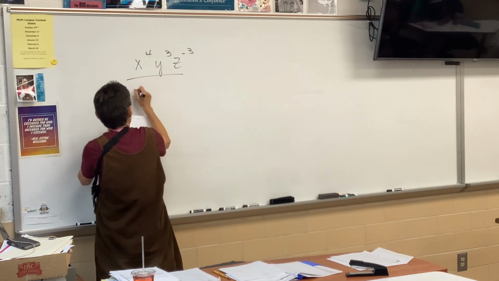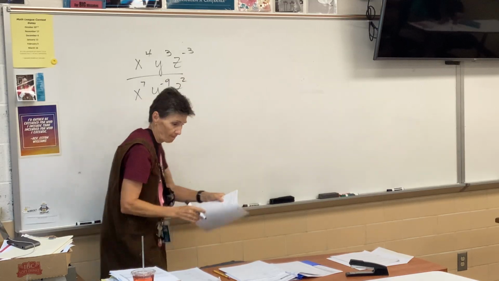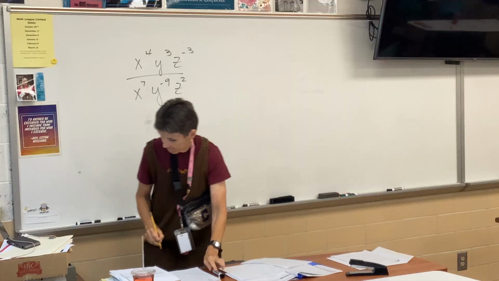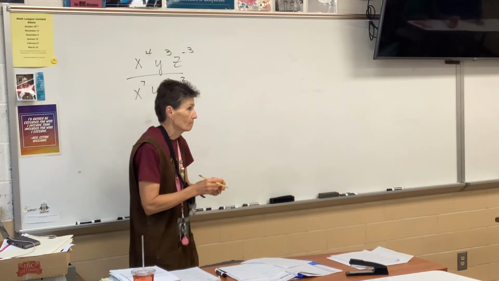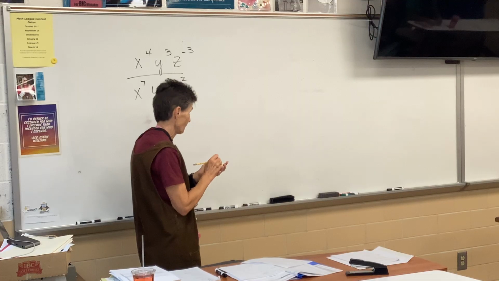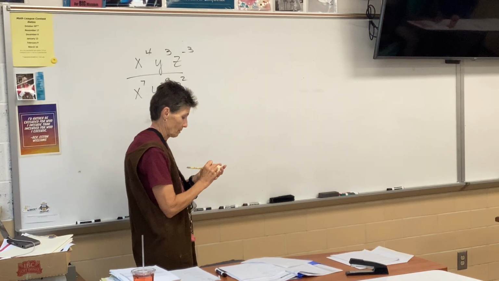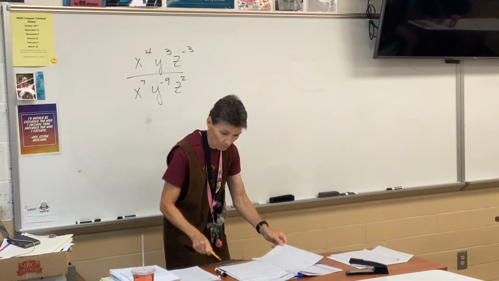So Vaughn, what was the first thing that you did? First thing I did was subtract the 4 and the 7. So it was x3 on the bottom row. Okay, perfect. Let me see what I got going on.